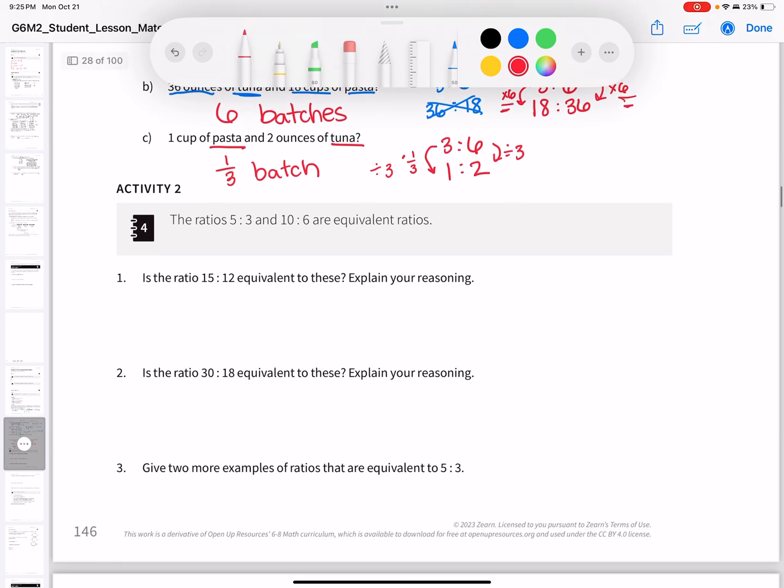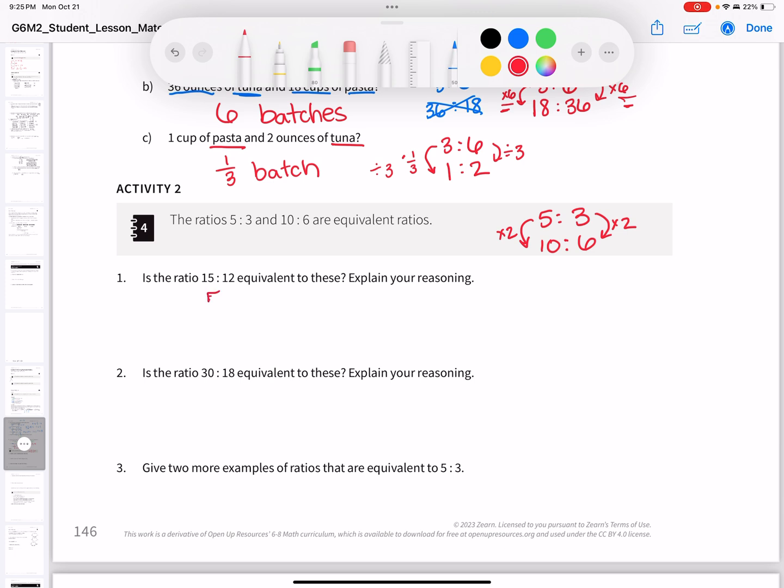Activity 2. The ratios 5 to 3 and 10 to 6 are equivalent ratios. Well, let's see what it goes to. So to get from 5 to 10, we multiply by 2. To get from 3 to 6, we multiply by 2. So they are equivalent.